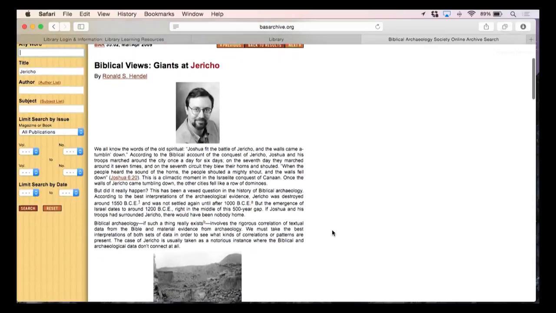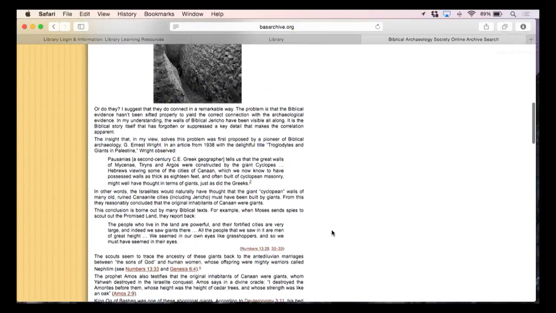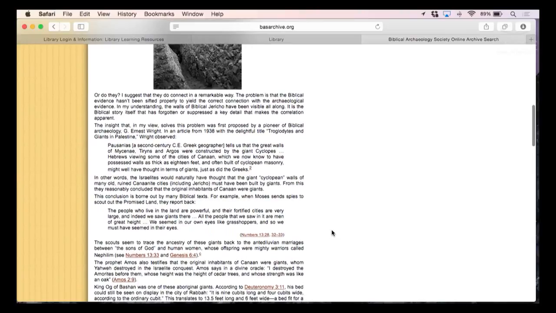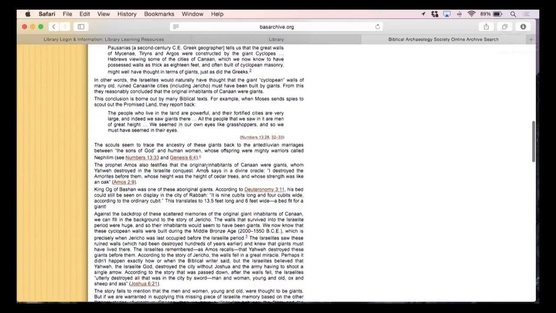And so Giants at Jericho is a really interesting title, because were there any giants at Jericho? Let's see. Let me find a good quote for you. The people who lived in the land are powerful, and their fortified cities are large, and indeed we saw giants there. All the people that we saw in it are men of great height. We seemed in our own eyes like grasshoppers, and so we must have seemed in their eyes. And that's from Numbers 13:28 and 32 through 33.